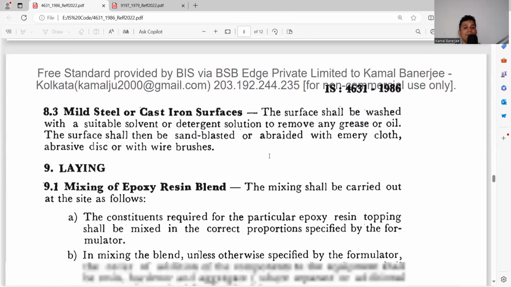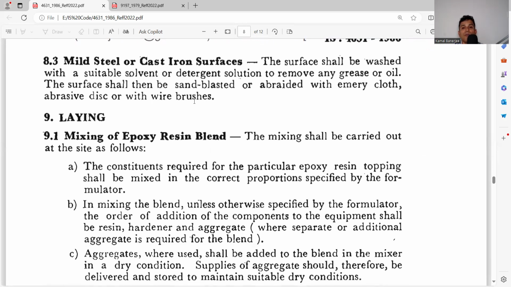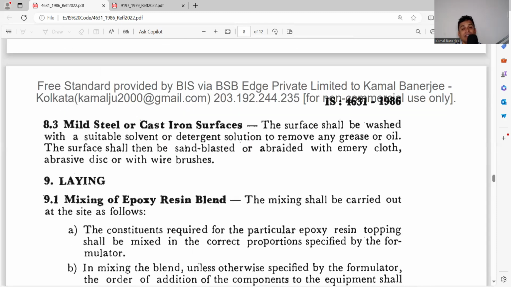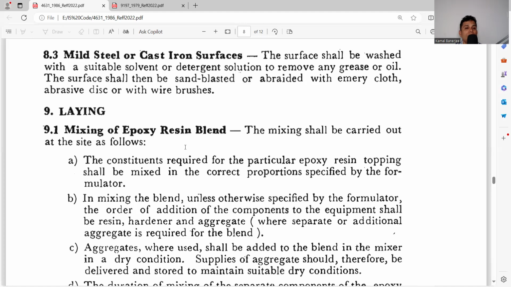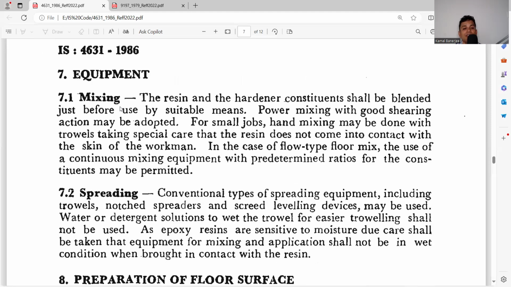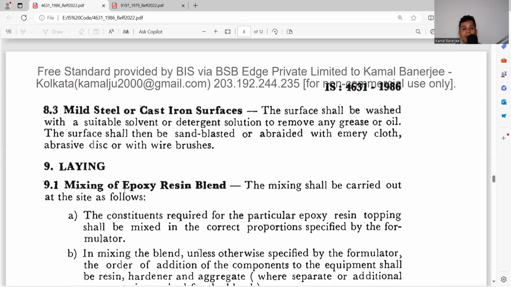For mild steel or cast iron surface, what it is saying is, the surface shall be washed with a suitable solvent or detergent solution to remove any grease or oil. The surface shall be sandblasted or abraded with emery cloth, abrasive disc, or wire brushes. So here it is saying concrete surface and mild steel or cast iron surface. These two areas are where epoxy coatings are used widely. So first, the two equipment: mixing equipment, spreading equipment, then preparation of floor, concrete surface, and then mild steel or cast iron surface.